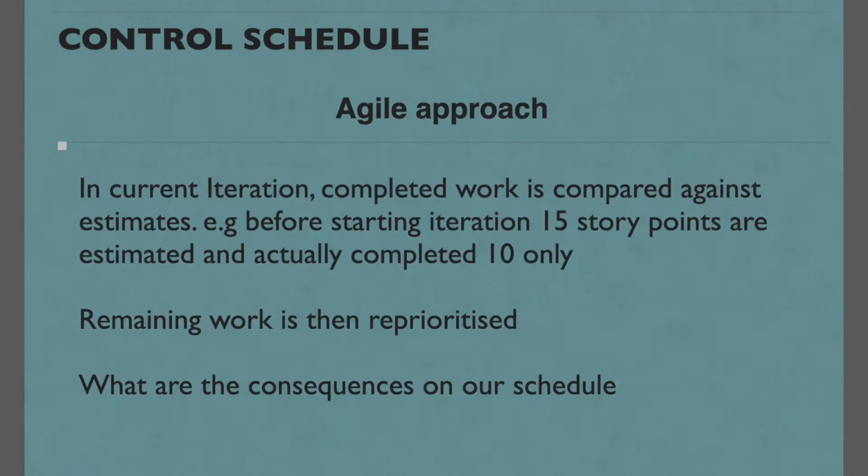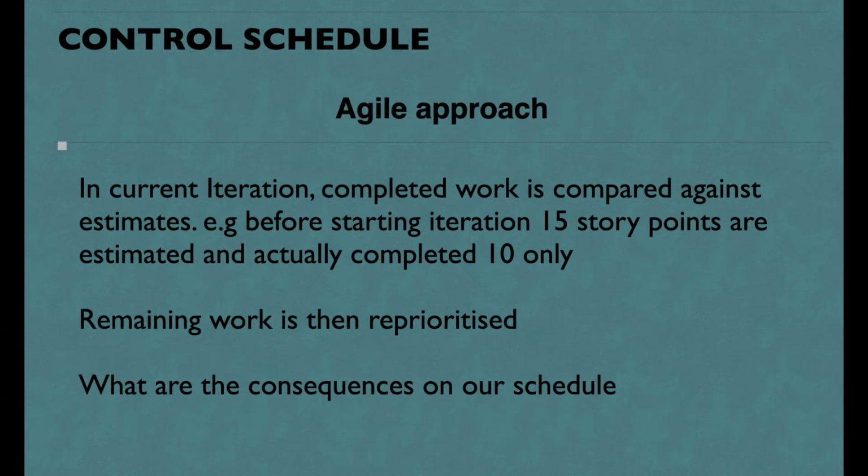When we are using the waterfall approach, we have an idea about our activities: when we will start them, what their duration is, and we can sequence the activities. But using the agile approach, before starting the iteration, we select a portion of the work. For example, we have selected 15 story points and we have completed only 10 during that iteration.